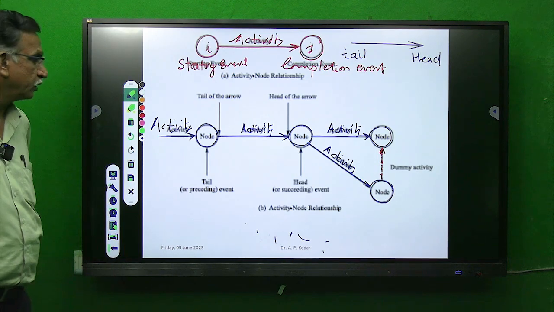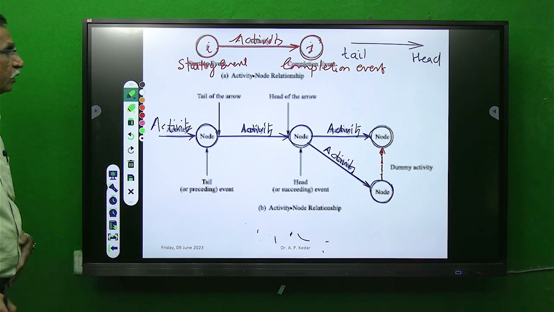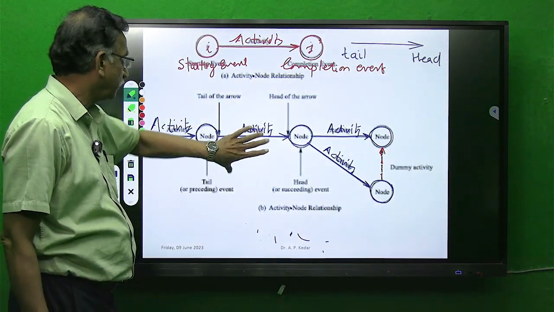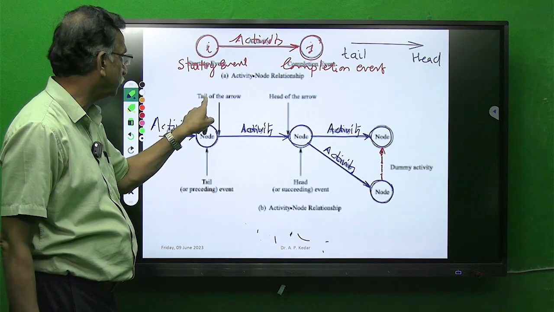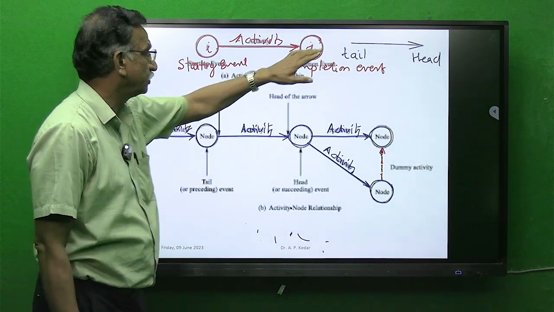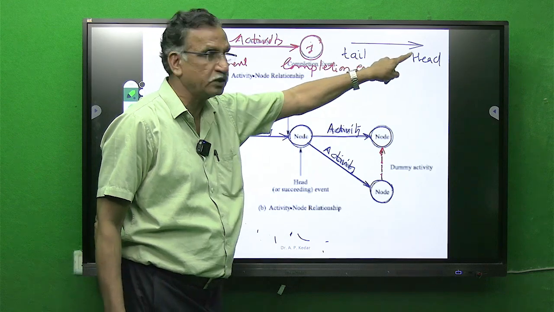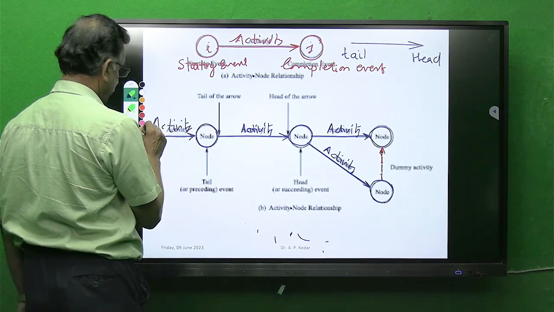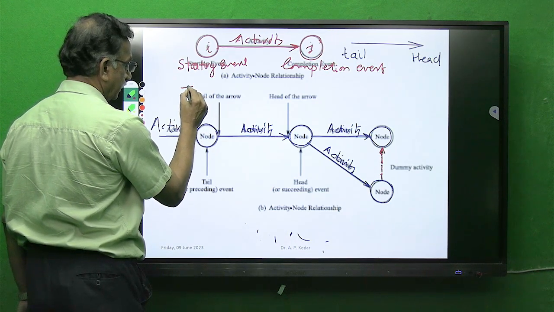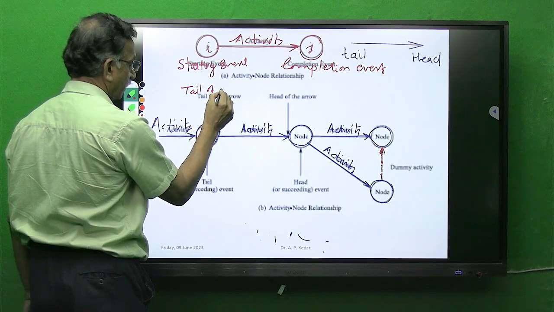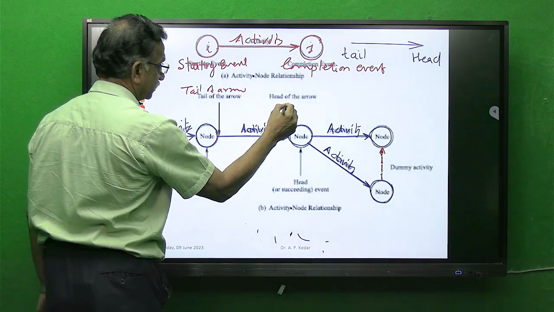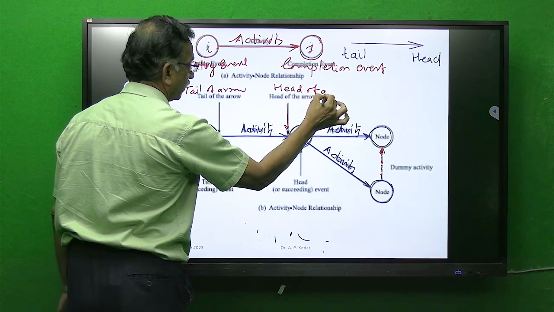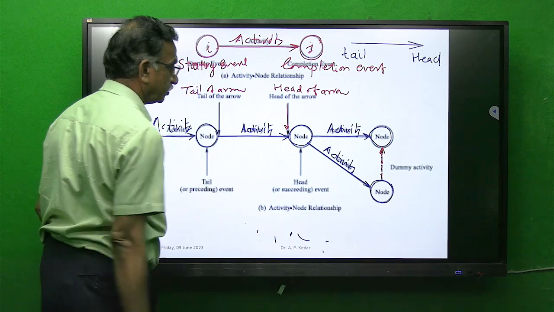Now let's understand the concept. I have mentioned tail and head. The same is explained on this diagram. For this activity, this is the tail of the arrow. This one is an arrow. The arrow has this tail and this head. So the same is written over here. This portion is marked as the tail of the arrow, and this is written as the head of the arrow. Same as what I have shown over here.